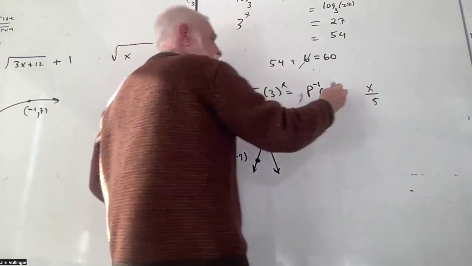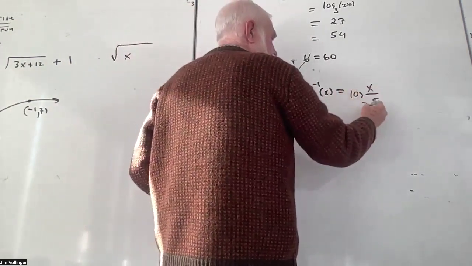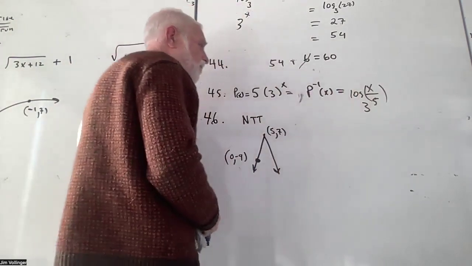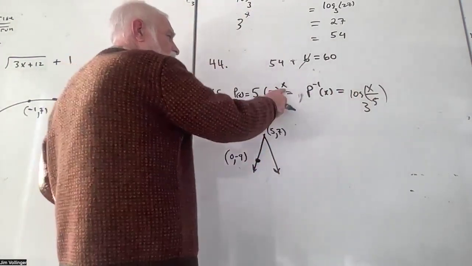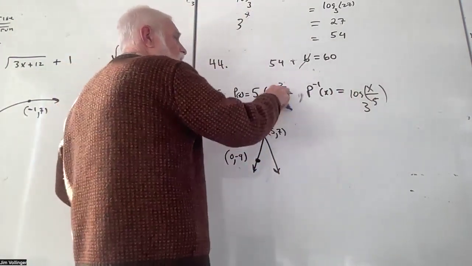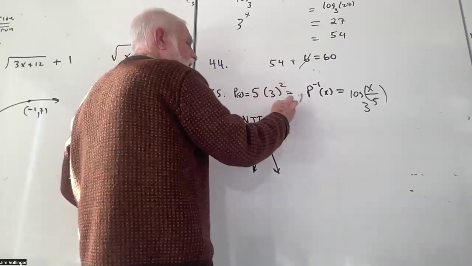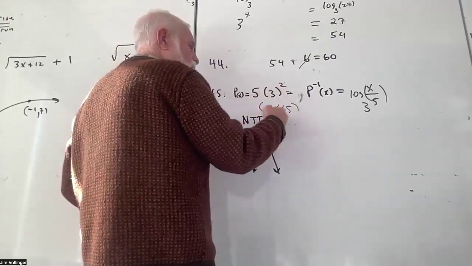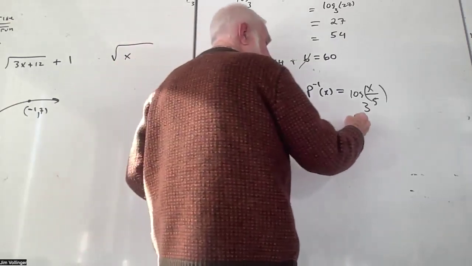the log base 3. Now, to check this, use some number that's easy to work with. It's easier to plug a number in here like 2. 3 squared is 9 times 5 is 45. So a 2 gets us a 45. What's the inverse of a 2 getting you a 45?